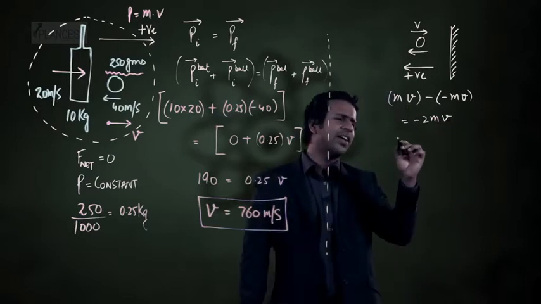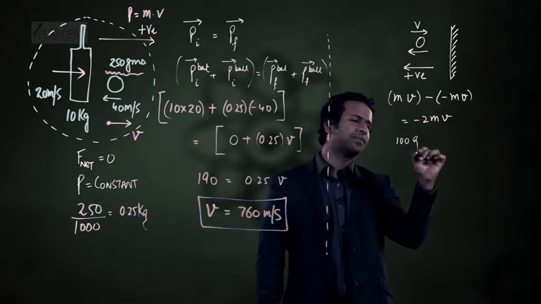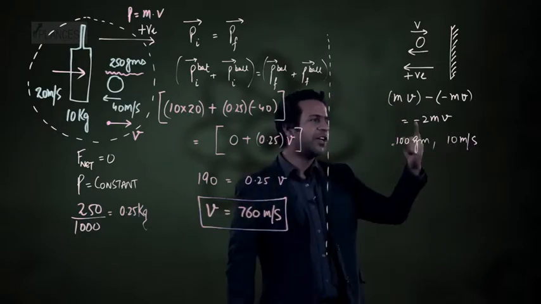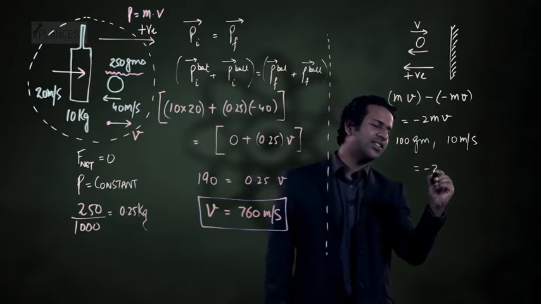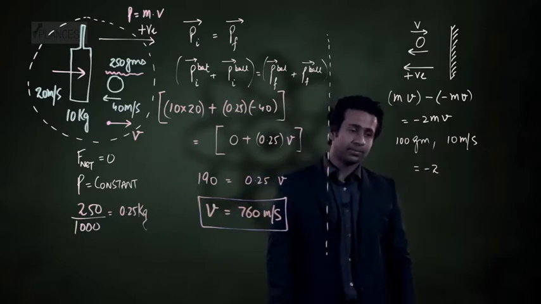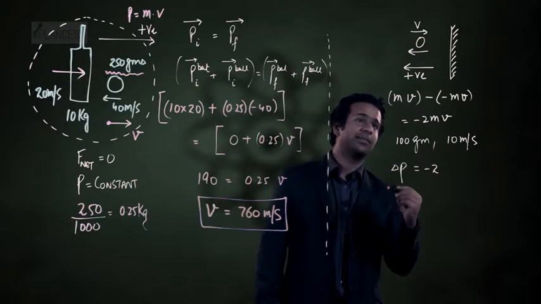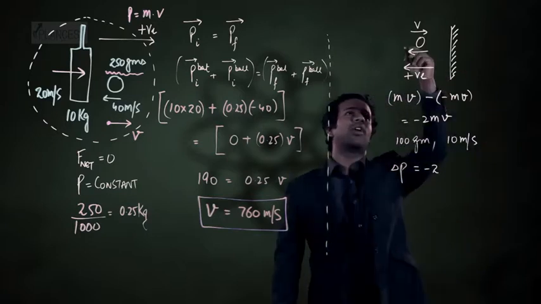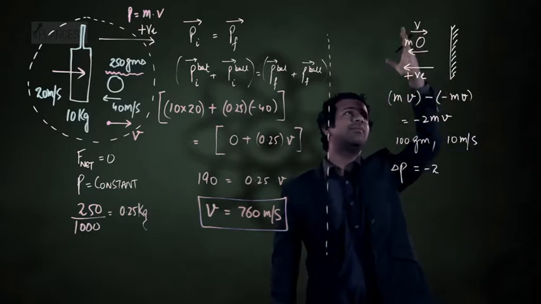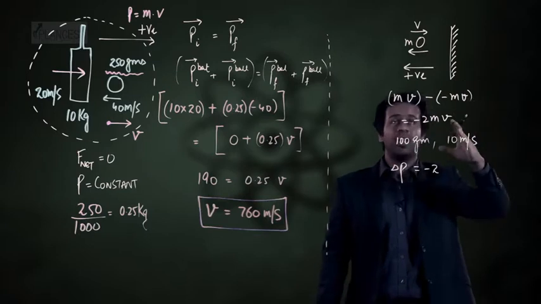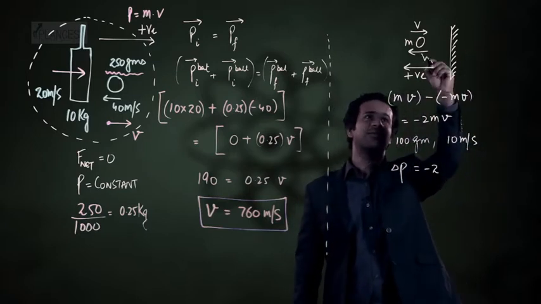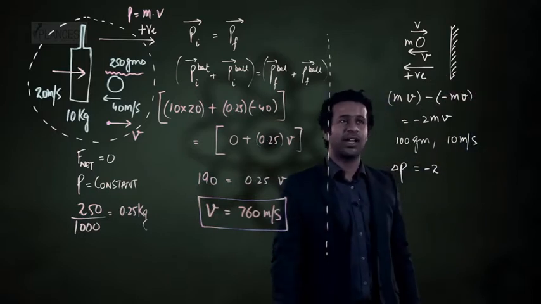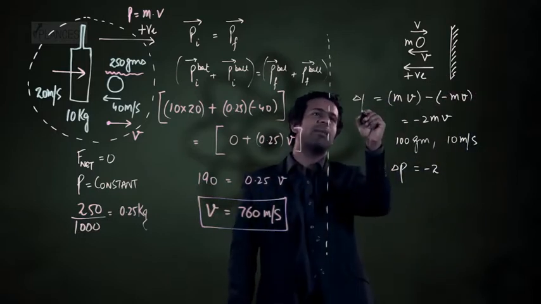So let's say if you had a 100 grams ball moving at the speed of 10 meter per second, substituting values, you see that this change is equal to minus 2, right? The change in momentum. I hope you followed these steps. We basically had a ball of mass m with a speed v moving towards a wall. After collision it came back with the same speed.